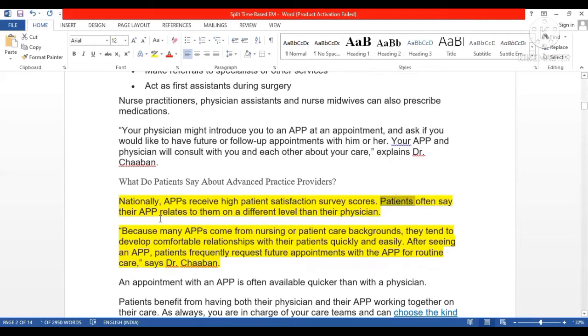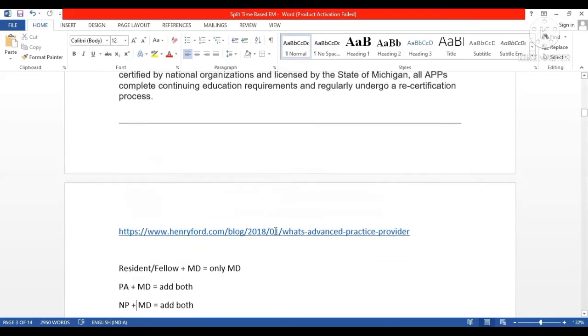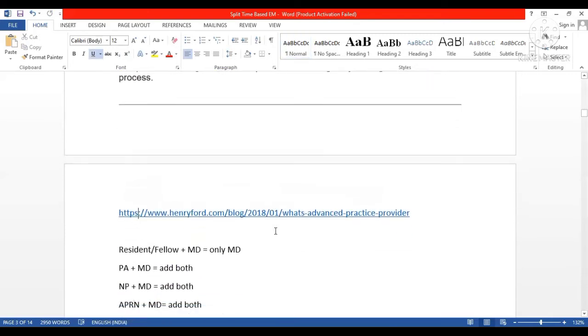Patients often say their APP relates to them on a different level than their physicians, because many APPs come from a nursing or patient care background, right? That I have already mentioned. They tend to develop a comfortable relationship with the patient quickly and easily. After seeing an APP, patients frequently request future appointments with the APP for routine care. So I hope your confusion about the APP wording has now been cleared.